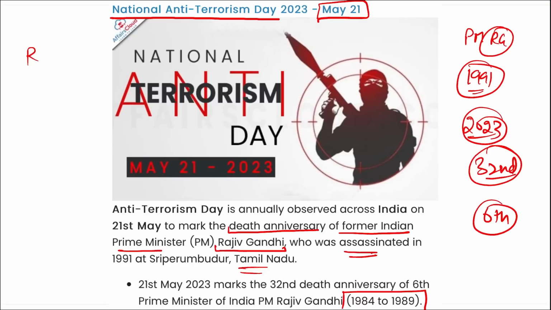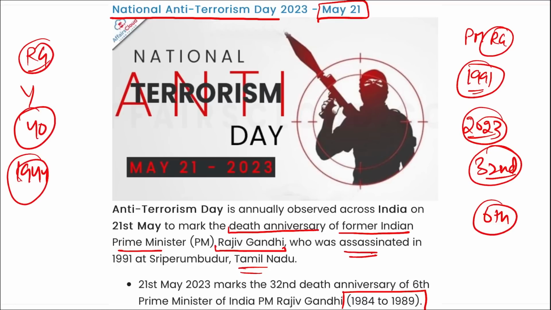Also remember, Rajiv Gandhi was the youngest Prime Minister of India. He became Prime Minister at the age of 40. Correct? He was born in 1944 in Bombay, Maharashtra. And remember, in 1991, the Indian government posthumously awarded Rajiv Gandhi the Bharat Ratna for his contribution to the development of India. Correct? So on his death anniversary, we observe Anti-Terrorism Day, and it is observed on 21st of May, right?